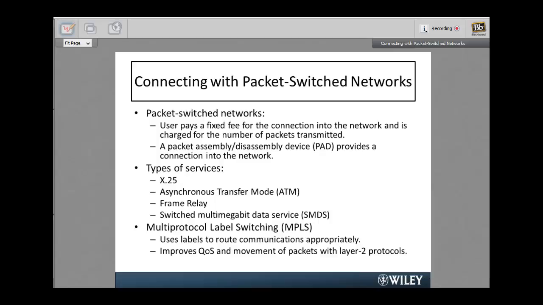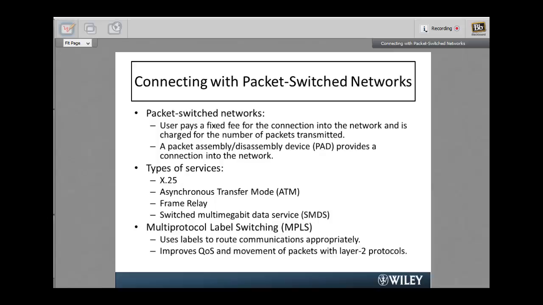Connecting with packet switch networks. In packet switch networks, the user pays a fixed fee for the connection into the network and is charged for the number of packets transmitted. A packet assembly device, which is called PAD, provides a connection into the network.